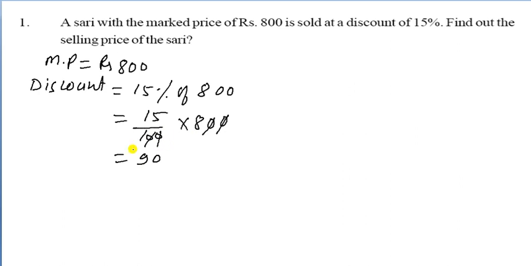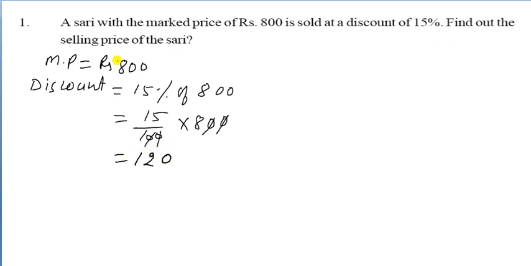So once again, what will happen? Multiply this one. 8 5s are 40 and 8 1s are 8, and 4, that is 12. It is 120. So the discount is rupees 120.